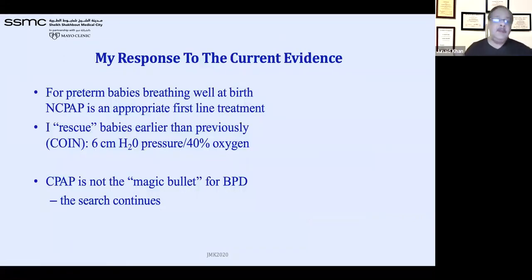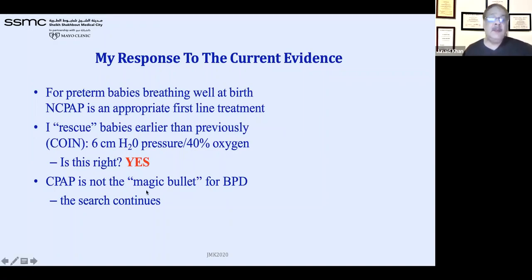But our practice in response to this current evidence is that for preterm babies breathing well at birth, CPAP is the appropriate first-line treatment. But if the baby is less than 27 or 28 weeks, I have a very low threshold to give surfactant as early as possible. The COIN trial suggests it if the pressure is going more than 6 centimeters or FiO2 40%, but I have a low threshold. I will show you in my last slide what we are doing. Is this right? Yes, it is right to give surfactant as early as possible.